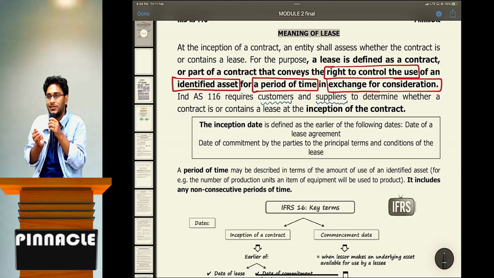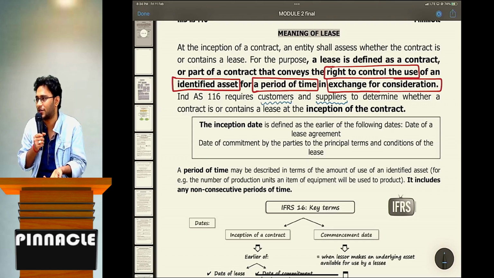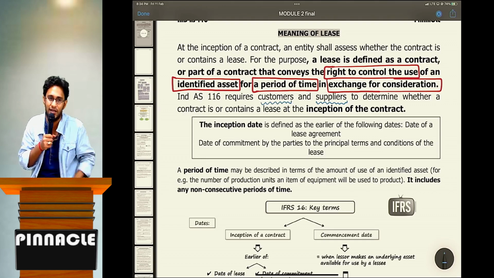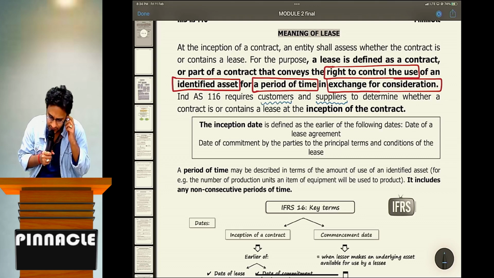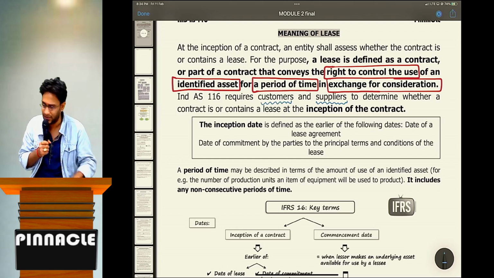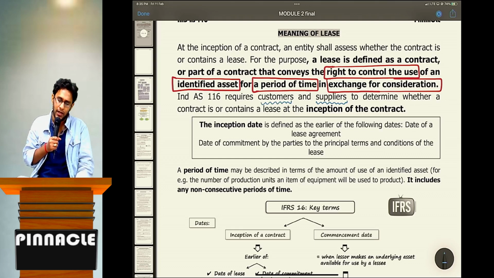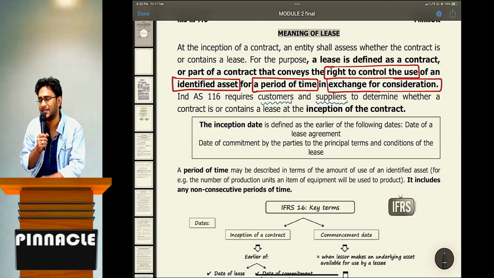At each stage, since we are still understanding whether a contract is a lease or not, I cannot use the words lessee, lessor. Because if I am using the words lessee, lessor, it means I am inherently believing that this is a lease contract. No, we are still evaluating whether a lease is there or not. Okay. Inception date discussion, now it's not required. Anyway, see there. Inception date basically means the lease agreement date, sir.